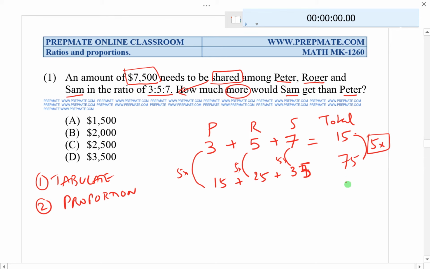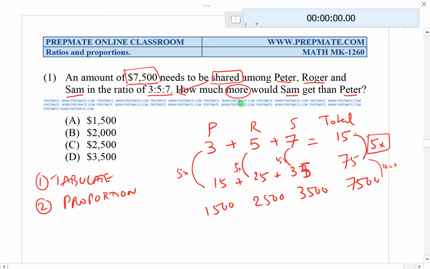Cool. And so when you have to share $7,500, you do the same thing. So this is going to be 100 times. And so therefore, obviously, you multiply everything by 100. So Sam gets 3,500, Roger gets 2,500, and Peter gets 1,500.